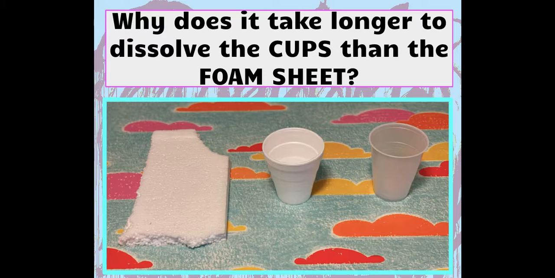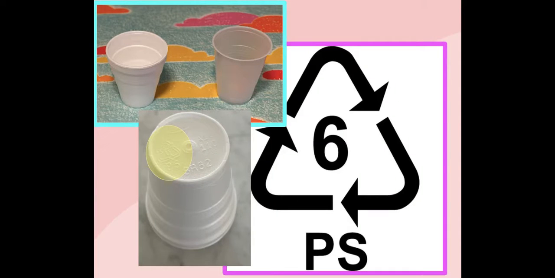So why does it take longer to dissolve the cups than the foam sheet? Now, if you notice in the original video, we played with all three of these, and you could see that there was a difference between the sheet and the cups. So if you look on the bottom of a styrofoam cup, or even that other clear plastic cup, you'll see a number, and that number is surrounded by a triangle, and that number 6 represents polystyrene, and you can see the PS that's also stamped there on the bottom of the cup.